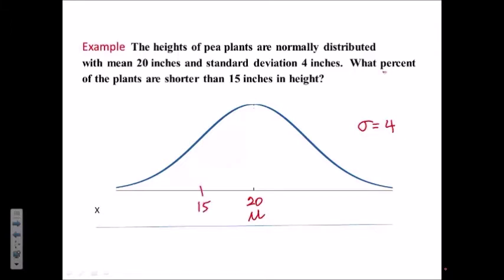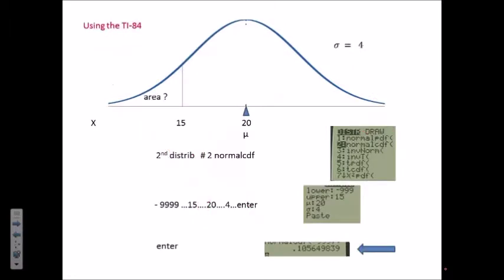And we want the percent. Percent we should associate with area. We want the area shorter than 15. That means the area below 15. We're looking for this area. What is that area? So we want to find this area.